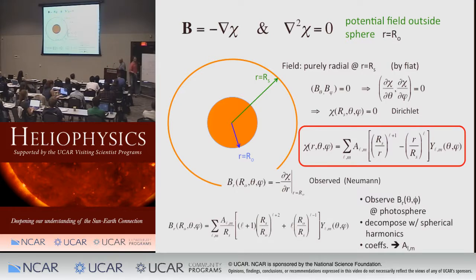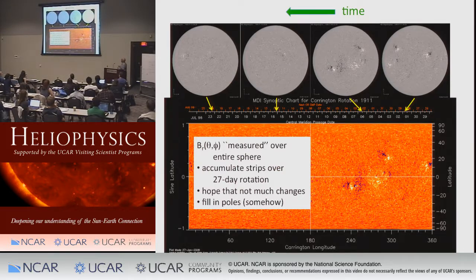So, not to dwell too much on all these mathematical details, but suffice it to say that this inner boundary condition, which is a Neumann boundary condition, comes from observations. So I can find all of these spherical harmonic coefficients from observations, and then I can build up this whole solution between these two surfaces.